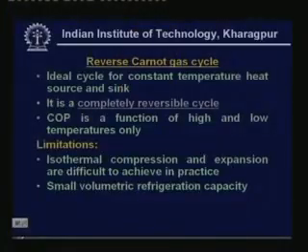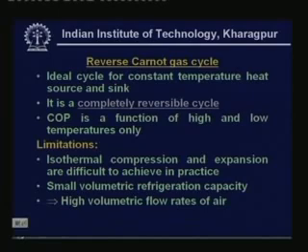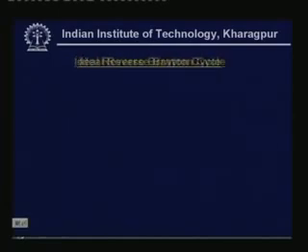The second limitation is that the Carnot gas cycle offers very small volumetric refrigeration capacity. As a result, the amount of air that has to be handled by the system will be very, very large. So this is another practical limitation. You really do not find any reverse Carnot cycle working in practice. So now let us look at a cycle which is actually found in practice, which can be built. This is high volumetric flow rates. Such a cycle is known as the reverse Brayton cycle.